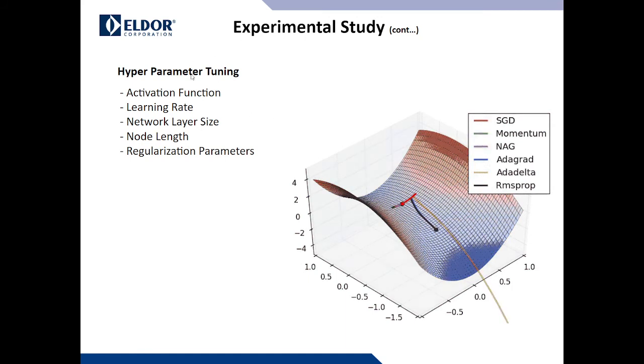Also we did some hyperparameter tuning in order to make an efficient solution. For example, the optimizer, it can be stochastic gradient descent, it can be momentum, also Adadelta, or root mean squared prop. There are lots of options over there, and we tried lots of parameters, such as learning rate, network layer size, node length, and regularization parameters. These are the important hyperparameters. Hyperparameter means we change this parameter.